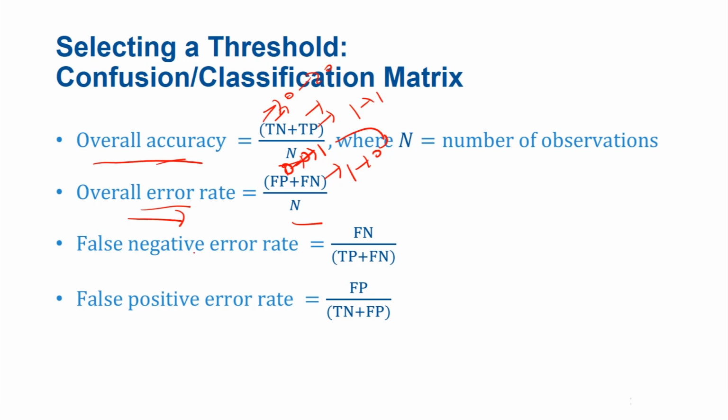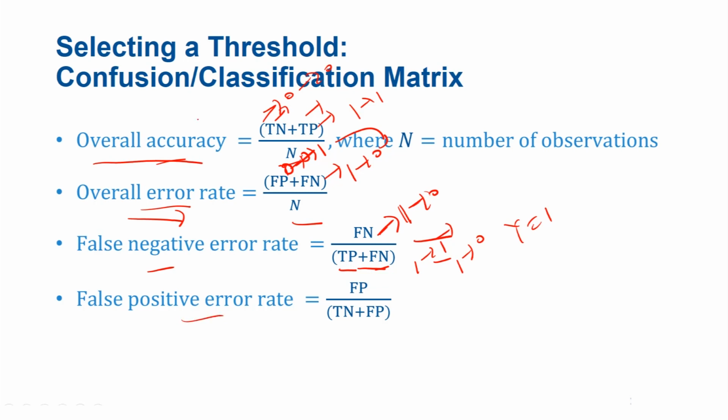Another measure is false negative rate. That means overall, what is the incorrect classification for the actual y equal to ones, in this case defaulters, that is incorrectly classified as zeros, divided by the total number of ones. How do we arrive at the total number of ones? That is true positives, ones that are classified as ones, and false negatives, ones that are incorrectly classified as zero. So the denominator is the total number of ones and the numerator is only those ones that are classified as zero.